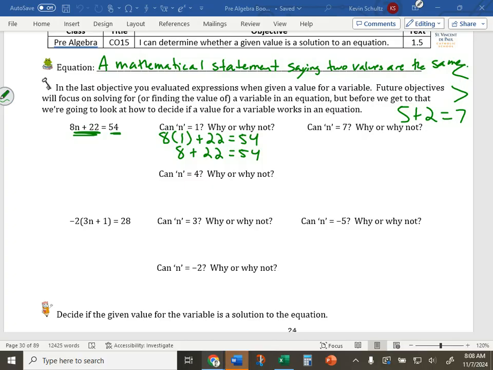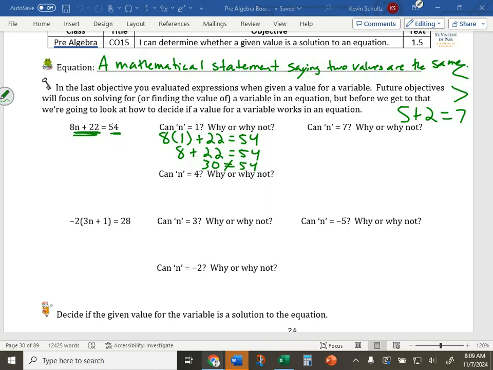No, it's not, right? 8 plus 22 is 30. 30 is not the same as 54. It's unequal to. So can n be 1 in that equation? No, it cannot, because it doesn't make those two sides the same. Okay? So if you think about what we were doing yesterday with plugging values in for a variable, that's what we're doing today. Only now we're going one step further and we're saying, does this value for the variable make one side the same as the other?